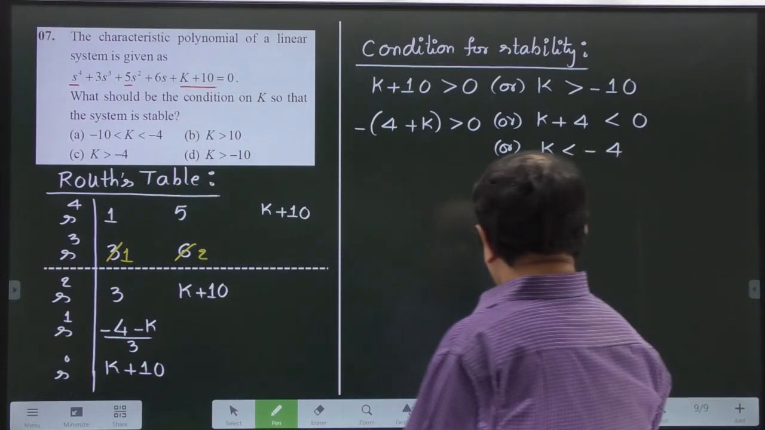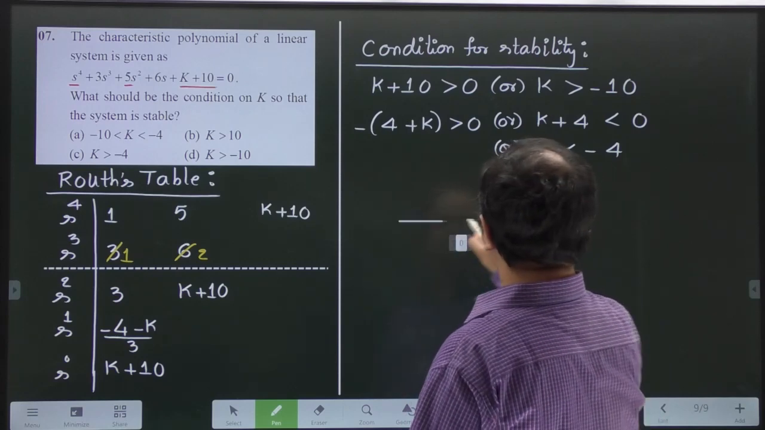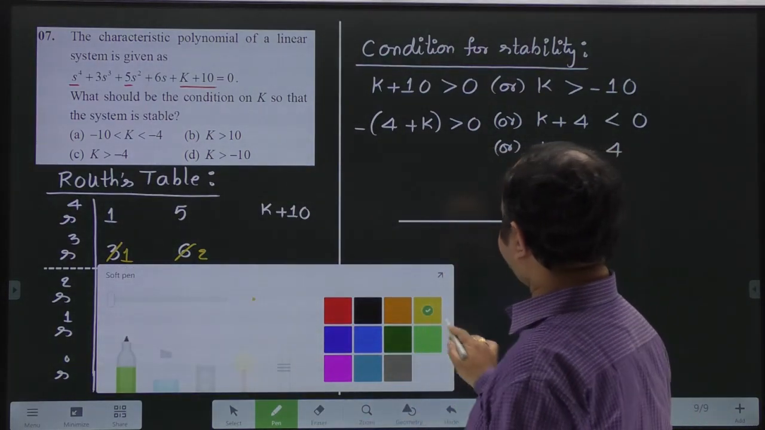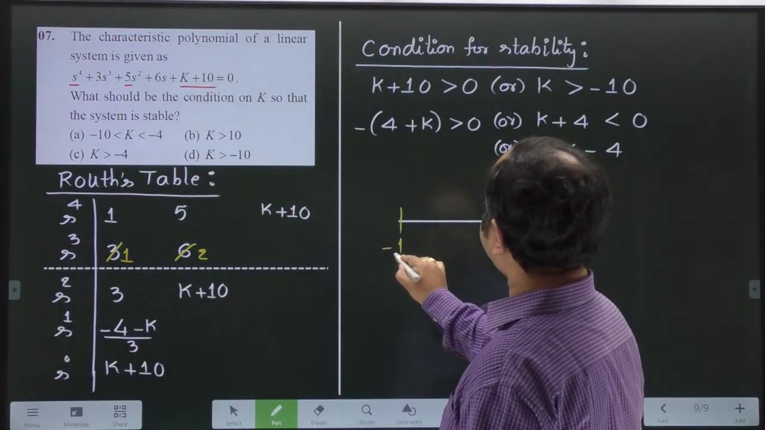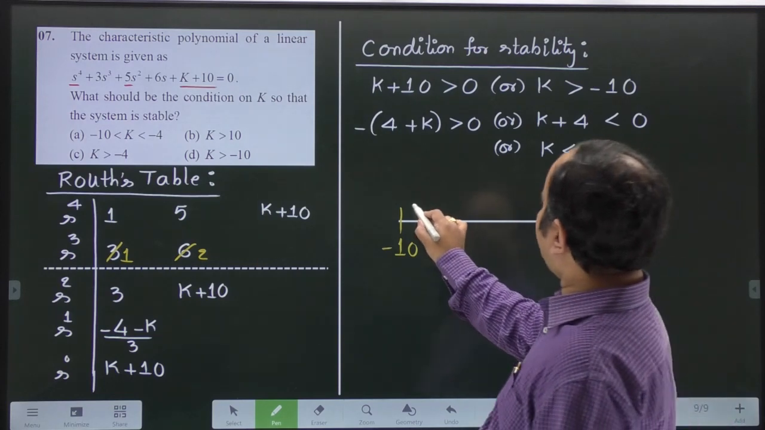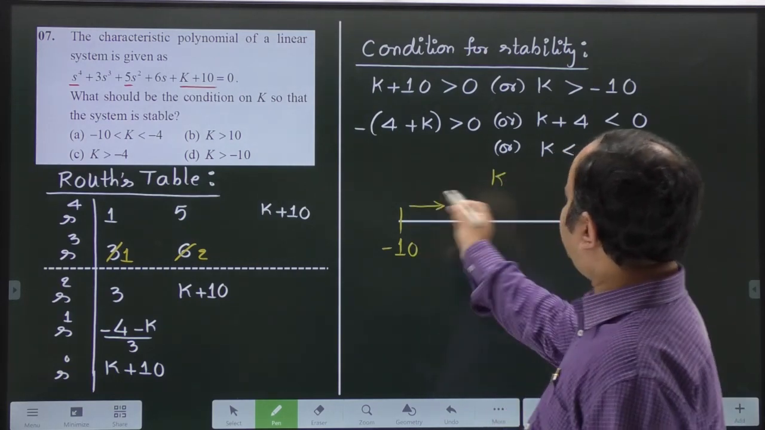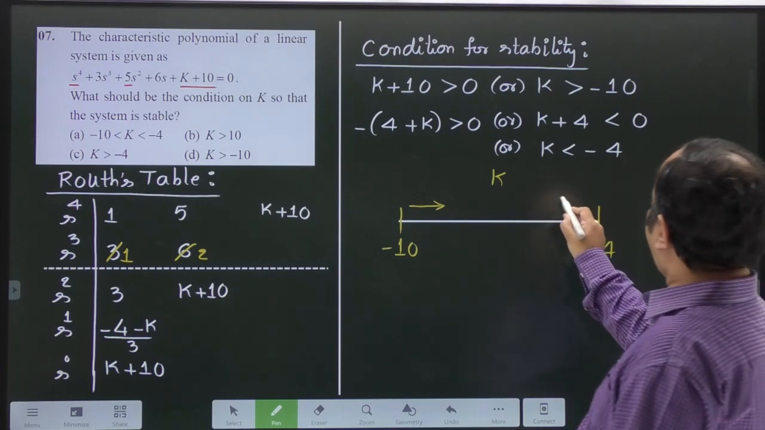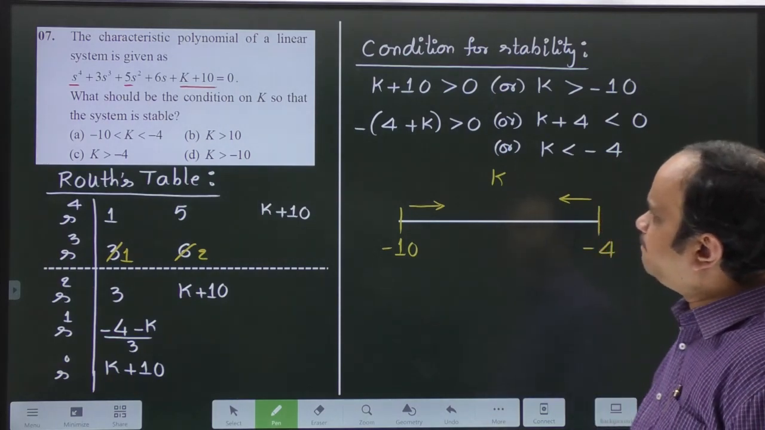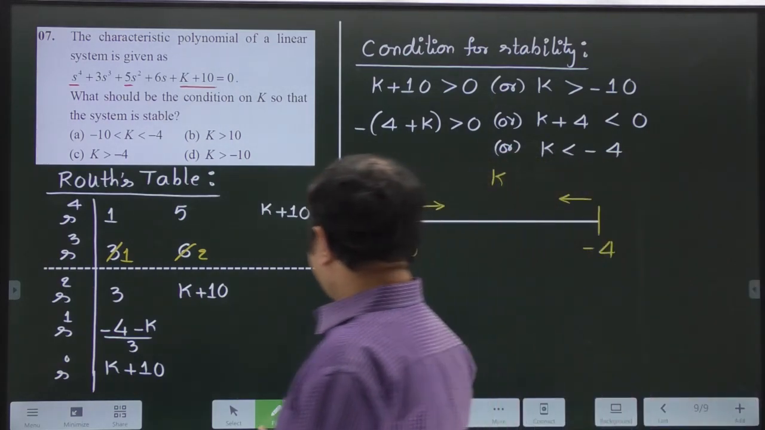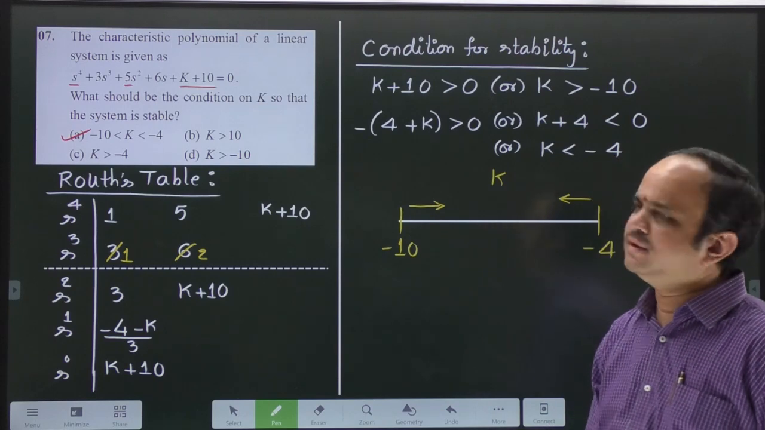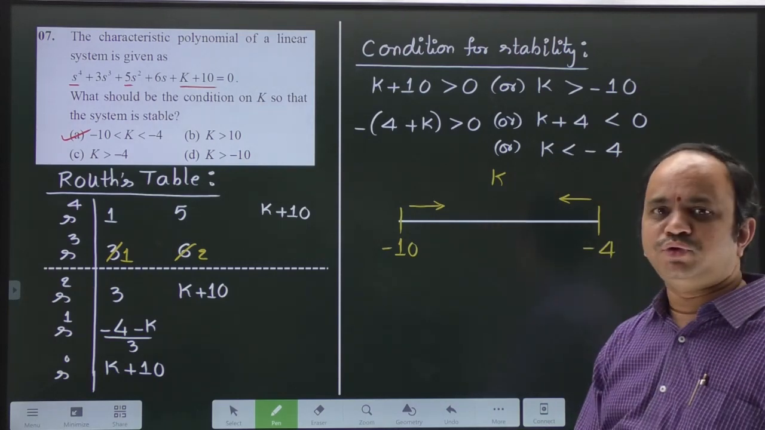Okay. So if you take these numbers in this way, let me take here, this is a minus 10 and this is minus 4. K should be greater than minus 10 and it should be less than minus 4. So k value should be in between minus 10 and minus 4, and hence you can select option A as the correct answer. Now let us move to the next problem.